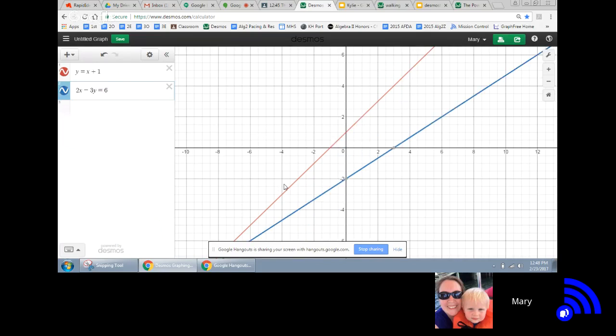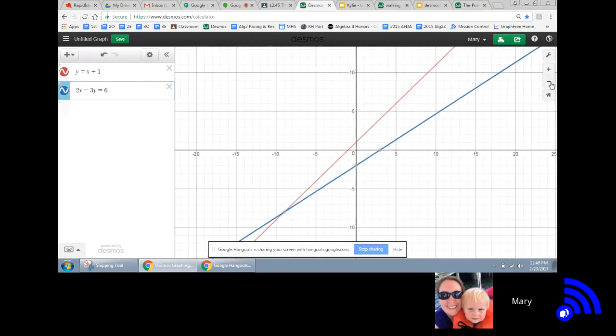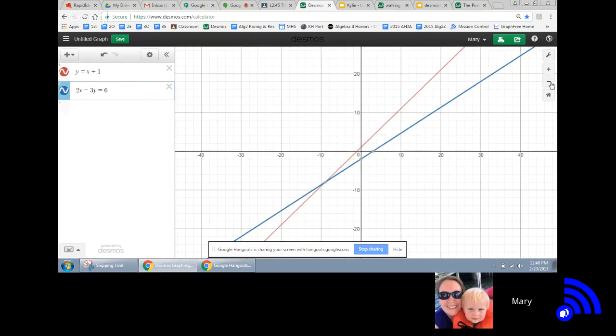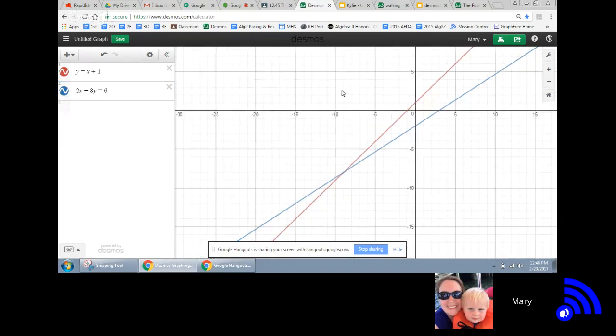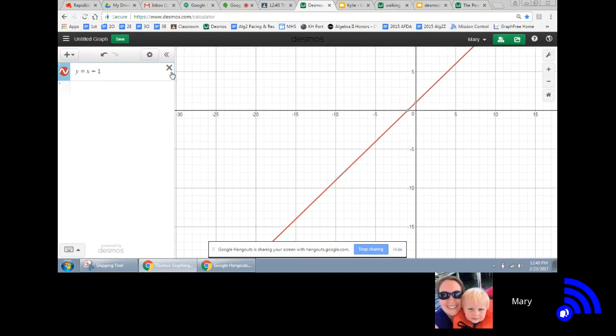So some general housekeeping things, we can't actually see where these are crossing, so I could either use my zooming features here, and I could zoom out so that I can see a little bit more, or I could zoom in if I wanted to see closer. And you can always click this button here to go home. You can also drag, so if I come over here, now I can see that my point of intersection is at (-9, -8). It also marks your intercepts so that you can see those on your screen as well. To get rid of one of your graphs, you just simply click on the X button.